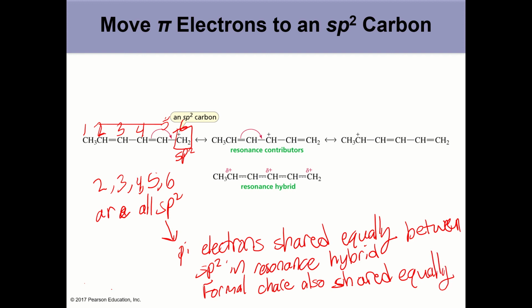And I do want to make one note that if all of the sp2 atoms were not equivalent, then the electrons and the formal charge might not be shared equally. So for example, if instead of having 5 sp2 carbons, we had 4 sp2 carbons and an sp2 oxygen, then the carbons would share the positive charge equally, but the oxygen is more electronegative, and so it would not share that positive charge equally.